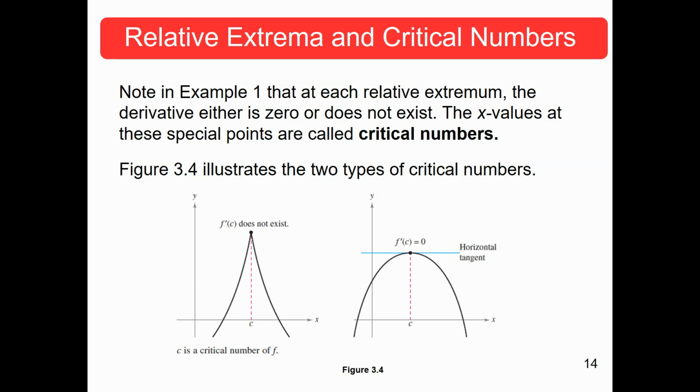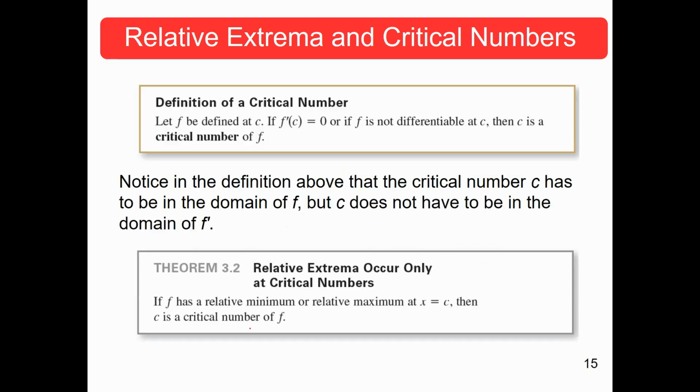Now, example 1, we showed that at each relative extrema, the derivative is either 0 or doesn't exist, right? So the x values at these points are what we call critical numbers. So either it doesn't exist at that value or we have horizontal tangency. Either way, c is considered a critical number.